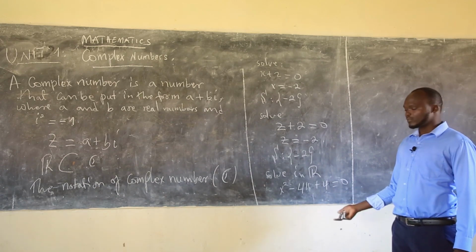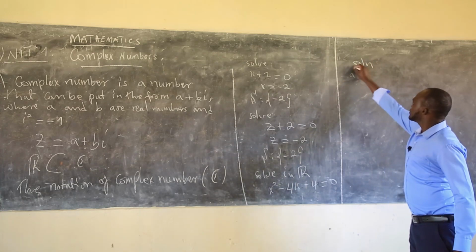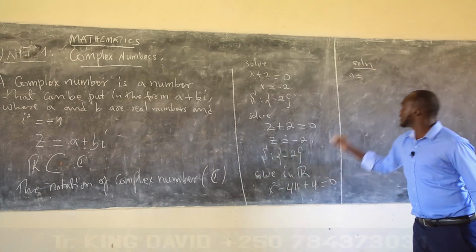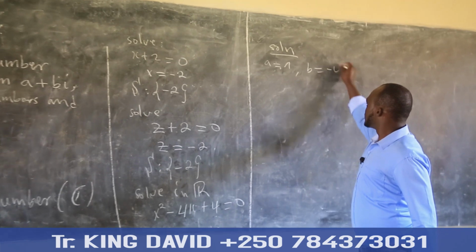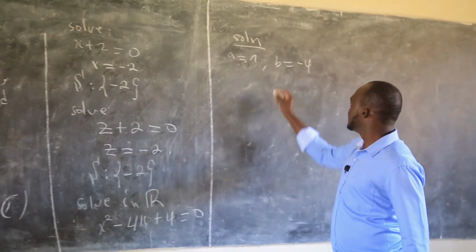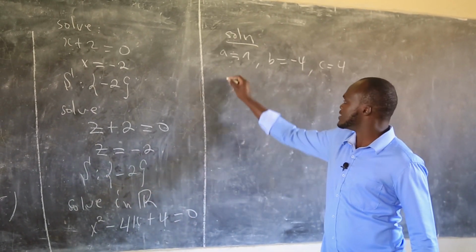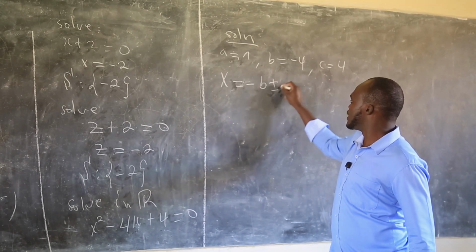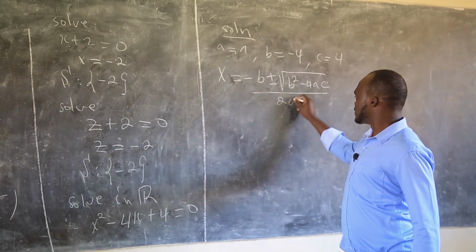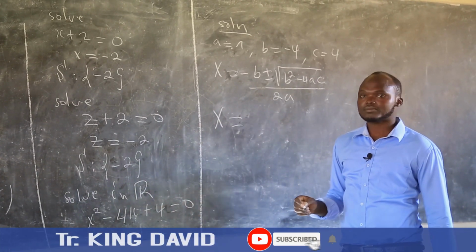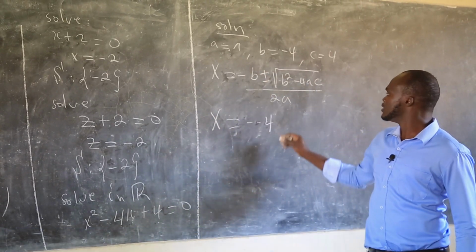So we have x squared minus 4x plus 4. You know, we can use the quadratic formula. Our a is 1, the coefficient of x squared. Our b is negative 4, the coefficient of x. Then our c equals 4. Then from the quadratic formula, x equals negative b plus or minus the square root of b squared minus 4ac, divided by 2a.